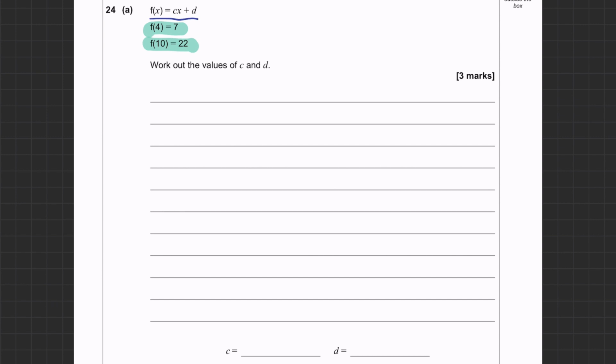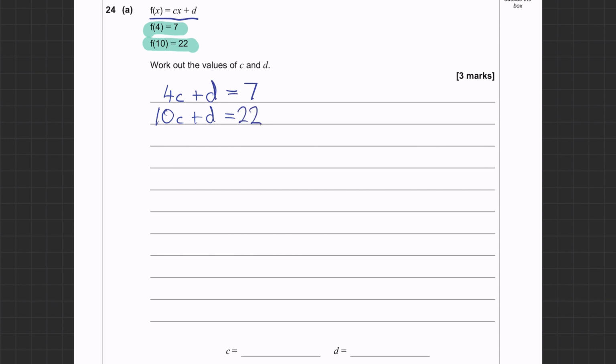So when x is 4, this becomes 7. So we'll have 4c plus d. All I've done at this point is input x as 4, and that will equal 7, because it tells you here. We then have, if we input 10 as our x value, 10c plus d, and the output is given to us as 22.